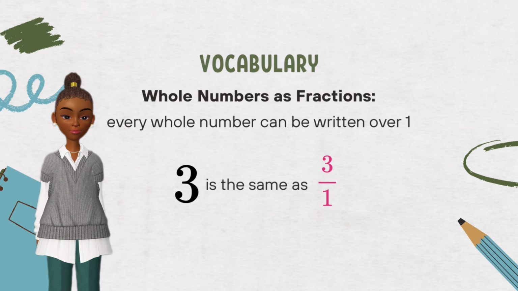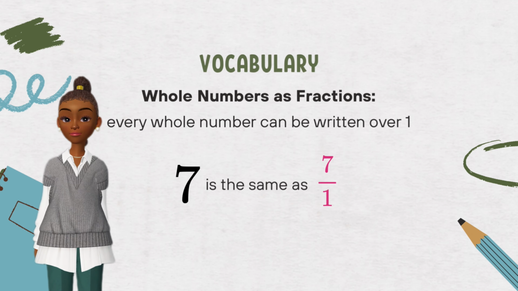The next phrase is whole number as a fraction. Every whole number can be written over 1. So 3 is 3/1 and 7 is 7/1. This keeps everything in the same format when we divide.